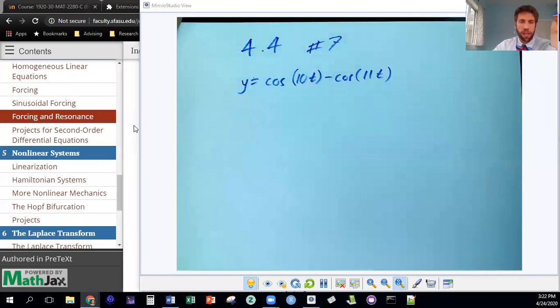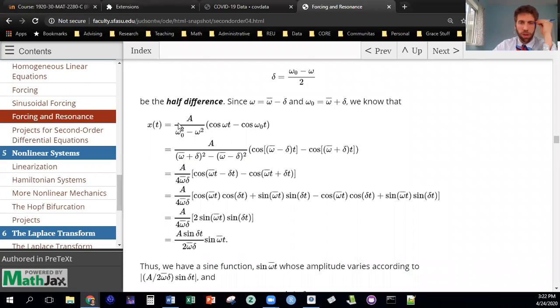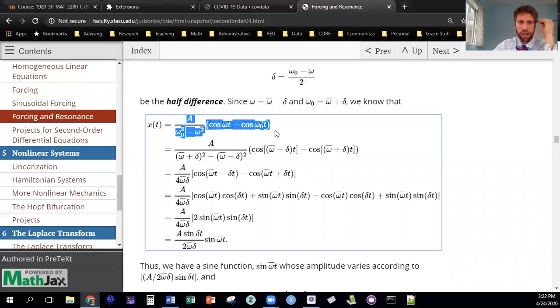So I'm going to look back at the book, at this part where it starts off with this x, and right below it says half difference, and x of t equals this. So this is our situation right here. It's just that I don't have A defined. So let's define A. I need to have a 1. So then 10 is omega and 11 is omega naught.